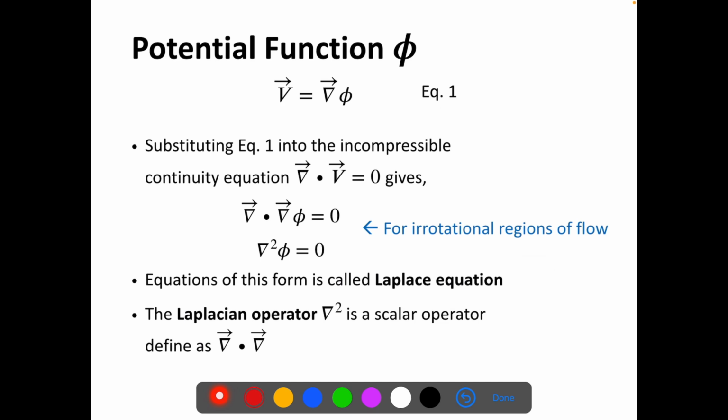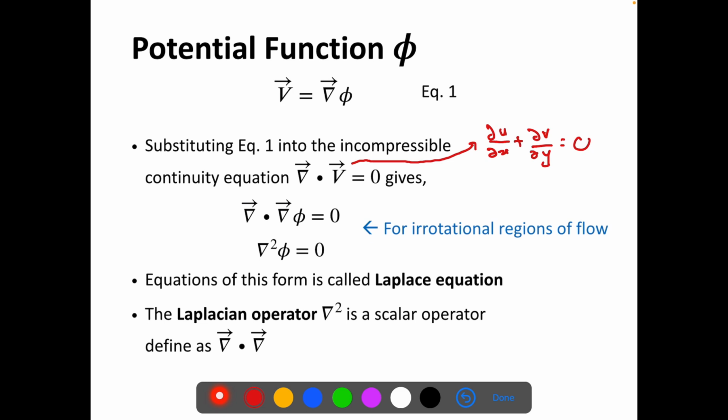Okay, so we prove that potential flow is incompressible. We substitute equation 1 into the incompressible continuity equation. This continuity equation is also in short form, so you can expand it as del u over del x plus del v over del y equals 0 for two-dimensional flow.